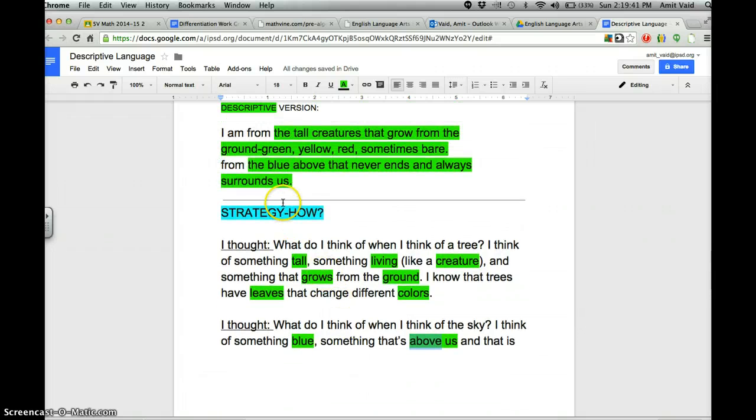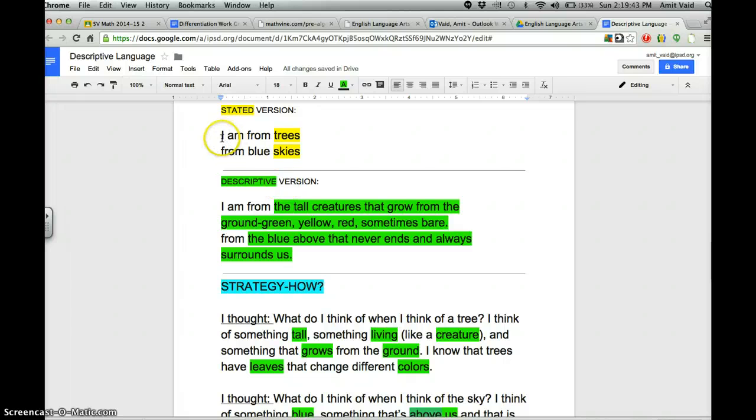And I put that into my poem. Instead of writing, I am from blue skies, I wrote, I am from the blue above. Because that's what I think of when I think of a sky. It's above us, that never ends. When I think of a sky, I think that it's hard to tell where the sky begins or ends. And I always think that the sky is all around us, even though it's kind of above us, it's still around us. So I thought of all those things, and instead of just writing skies, I put down those words in my poem because that's what I think of when I think of sky.